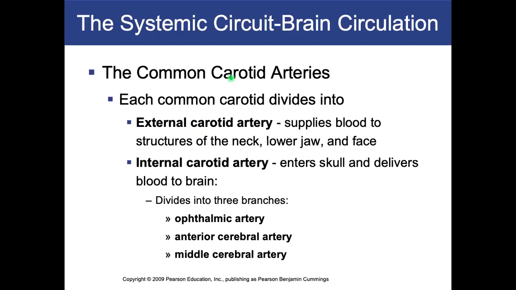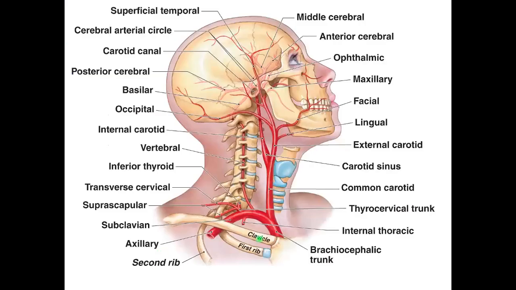Common carotid arteries divide into external and internal, right? So external supplies blood to the structures of the neck, lower jaw, and face. Internal enters skull, delivers blood to brain. It branches off into three regions: ophthalmic, anterior, and middle cerebral artery. Ophthalmic obviously is going to go to the eyes. And there's your picture, so follow your pictures through.